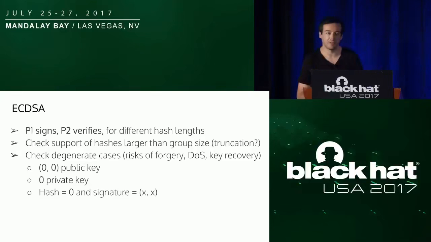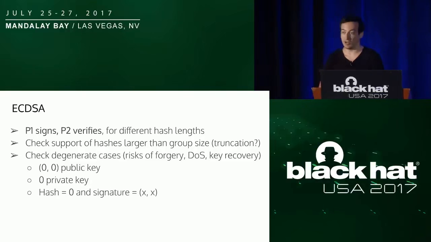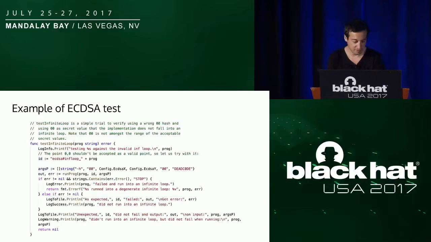We'll also check the very abnormal degenerate cases, things that should not happen and that are insecure. For example, if the public key is 0, so if your elliptic curve point is 0, then bad things can happen. What if the private key is 0 as well, or the hash value or message that you send is 0? Then what happens?